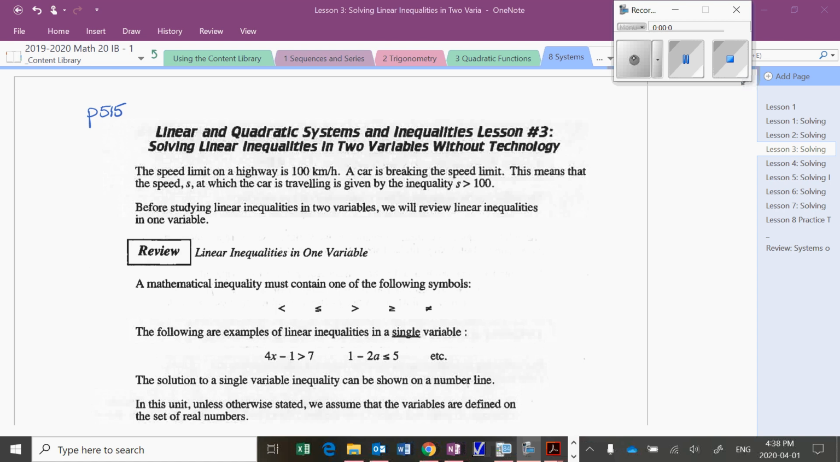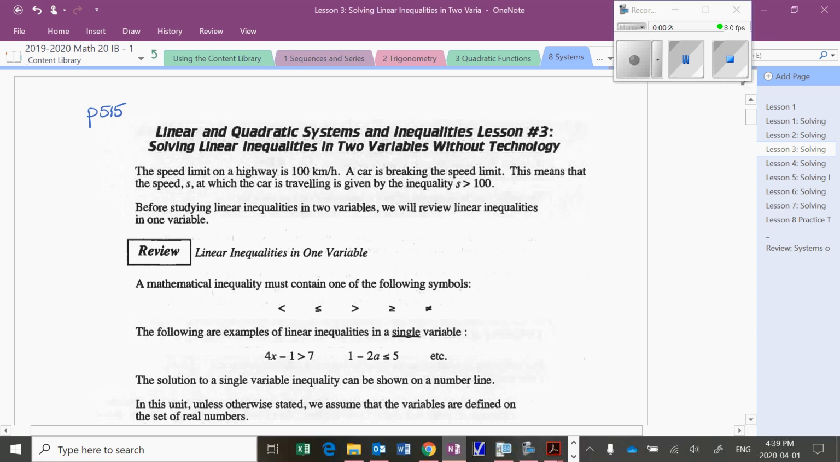So we're looking at page 515 in the Absolute Value Math 20 workbook. And today's lesson is on solving linear inequalities in two variables. And just before we get going on the two variables, I think it's prudent to take a little bit of time to review solving linear inequalities in one variable.